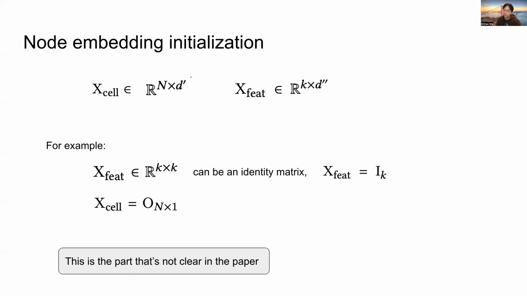And then they also give examples. For example, the feature embeddings can be just a one hot encoding of which feature dimension that feature belongs to, AKA just an identity matrix of the k dimensions. And also for cell features, that's very confusing. They just claim that you can just put a one-dimensional zero as the features for all the cells. And also for different subtasks, they didn't explain how they do the initialization for the subtask. So overall, this part is really not clear.